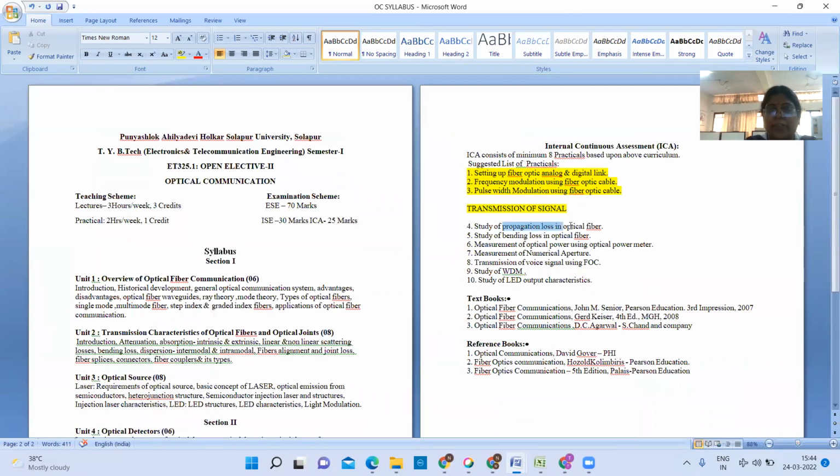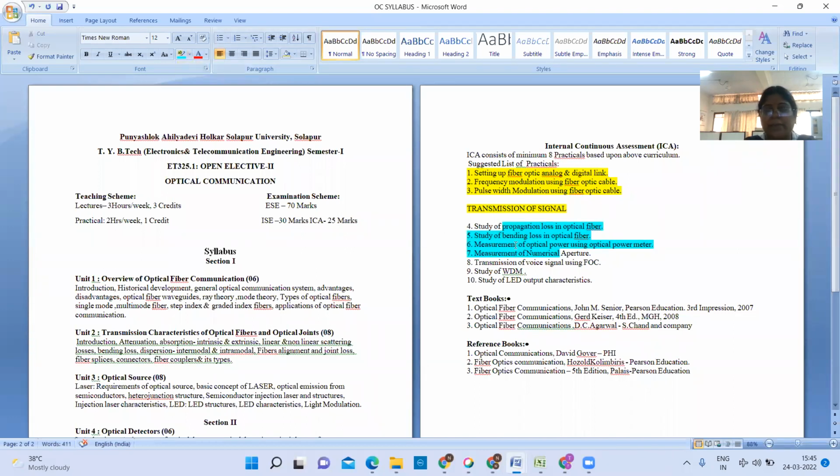that is study of propagation loss in optical fiber, study of bending loss in optical fiber, measurement of optical power using optical power meter, measurement of numerical aperture. So these experiments 4, 5, 6, 7 are based on the measurement of various parameters.